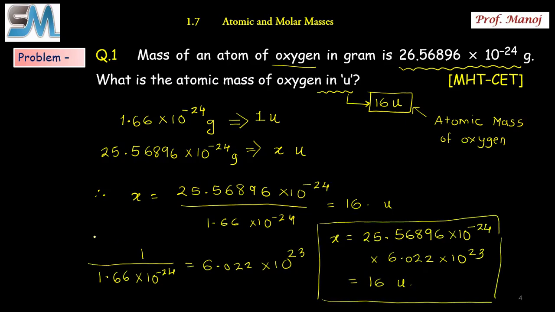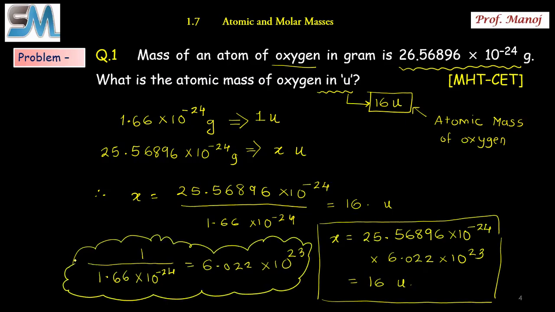More important for you, reciprocal of the AMU value, you should remember by heart. Some of you might be knowing this particular number is called Avogadro number. But we will come to that a little later, maybe in the next lecture. Let us focus today on atomic and molecular masses.